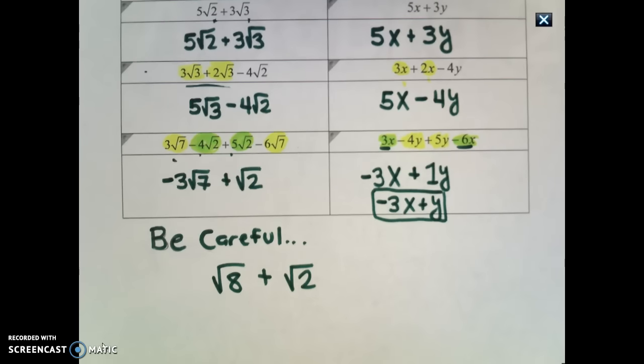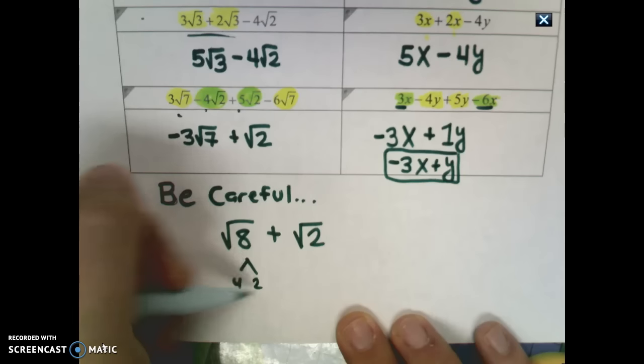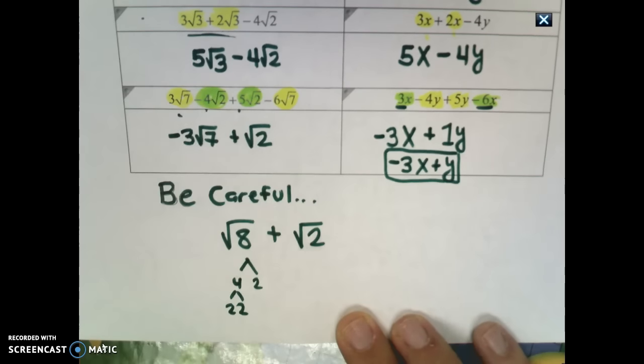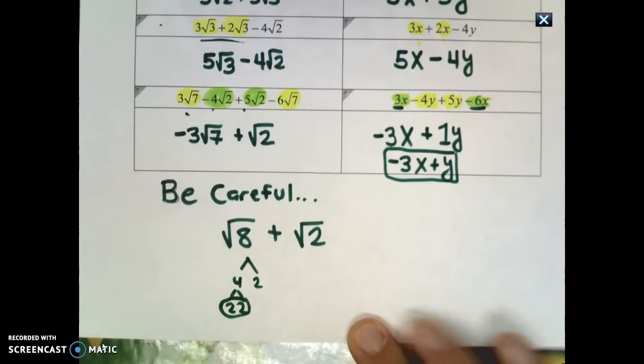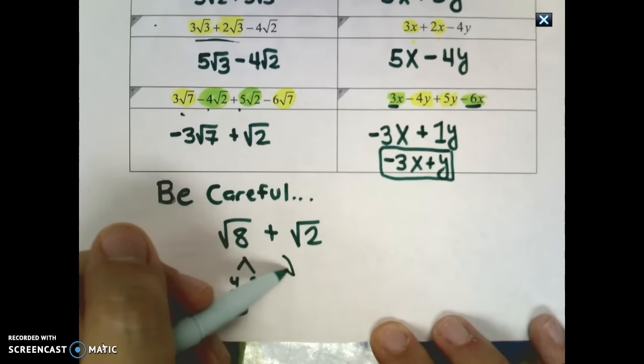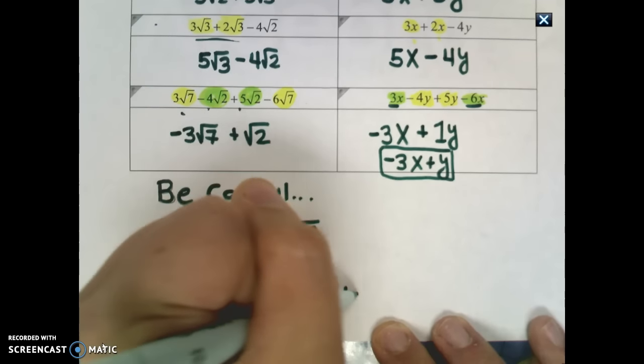The square root of 8 can be simplified. Remember that it can break down as 4 times 2, and the 4 breaks down as 2 times 2. Because I have a perfect square of 2 times 2 here, I can move that to the outside. This problem is actually going to be rewritten as 2 root 2 plus the square root of 2.